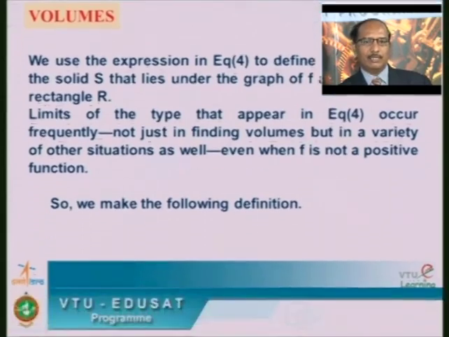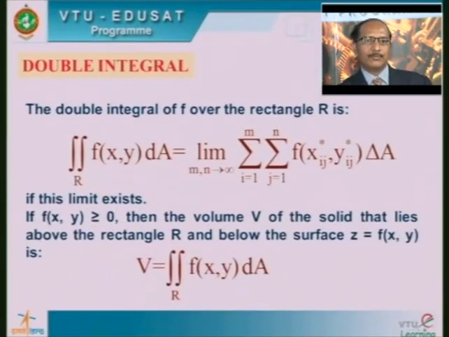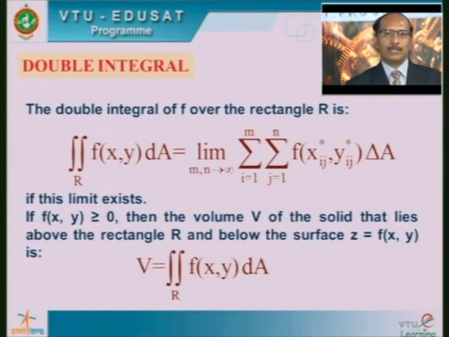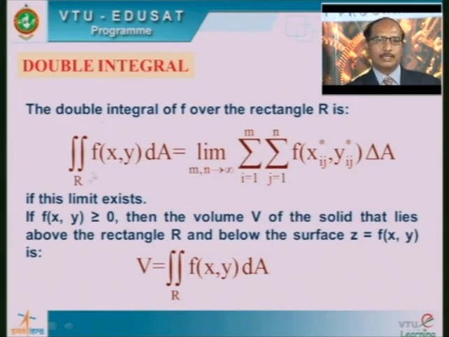So we make the following definition, coming to the conclusion. The double integral of f over the rectangular region R, the double integration of f(x,y) dA, that is dx dy, where dA is the area and R is the region, is equal to the limit as m and n tend to infinity of the summation i equal to 1 to m, j equal to 1 to n, of the function values f of xij star, yij star, times delta A.